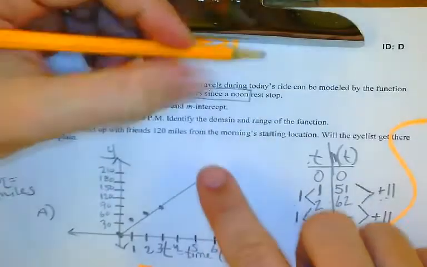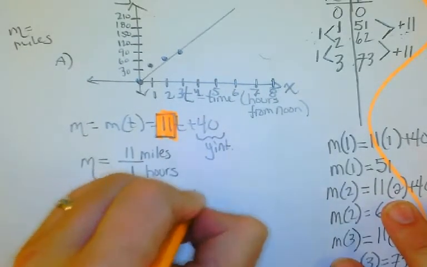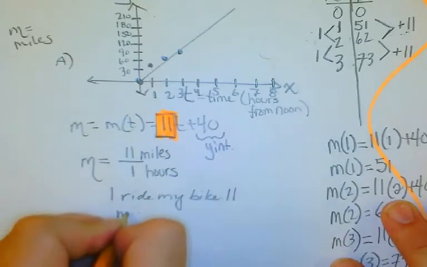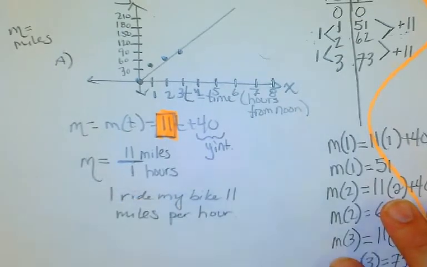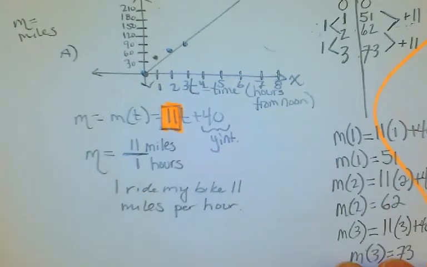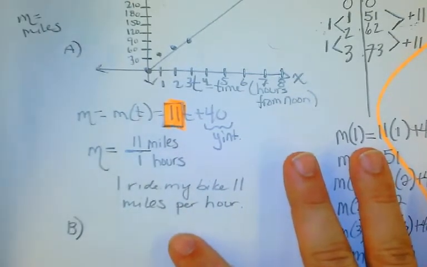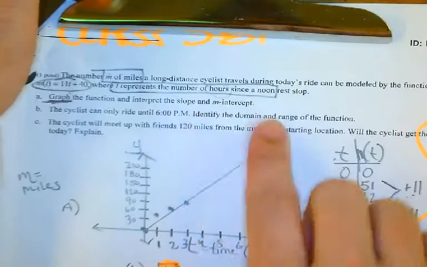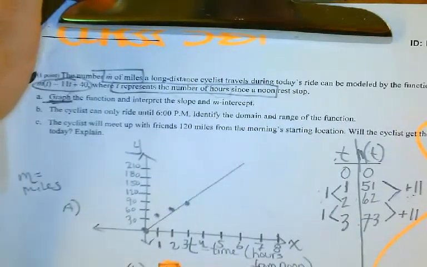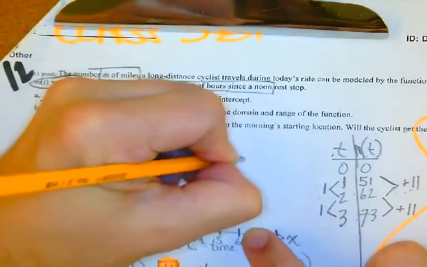So when they ask me to interpret the slope, they're saying I ride my bike 11 miles per hour. And that'll take care of part A. In part B, they tell you that the cyclist only rides until 6 p.m. So what's domain and range? Well, if I just ride until 6 p.m., that means that when I hit this hour, I stop.